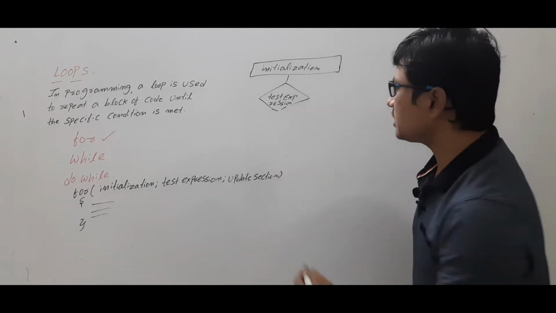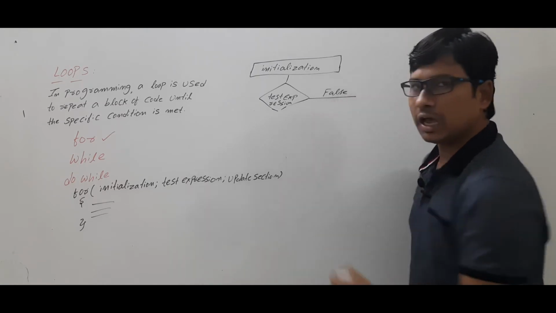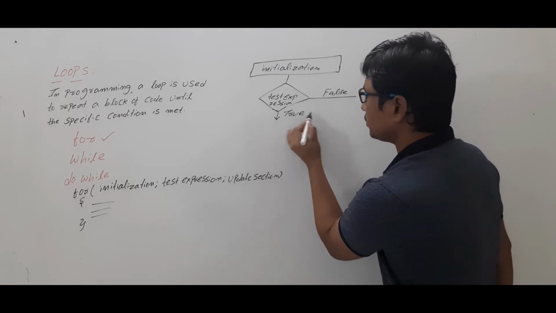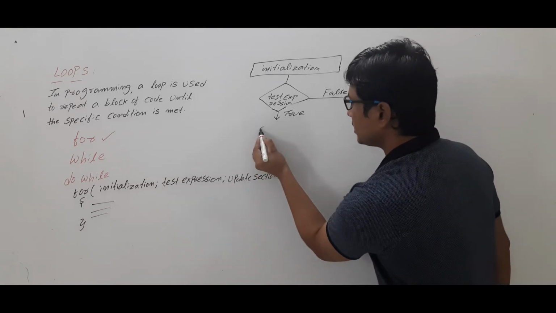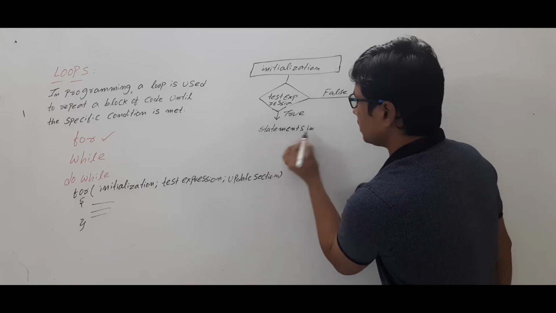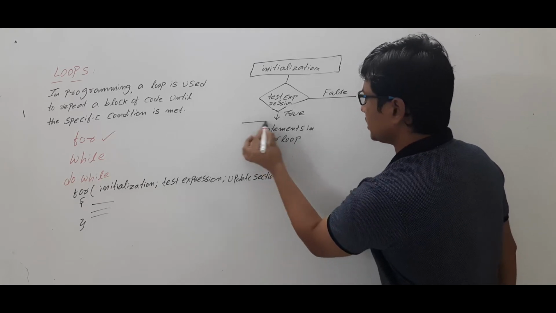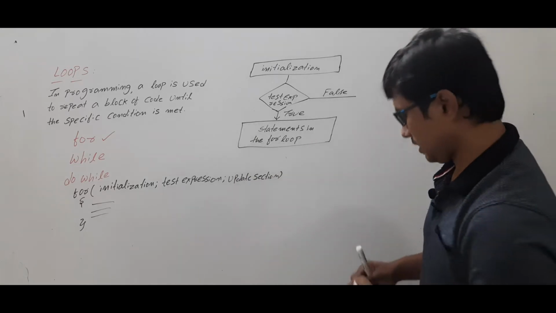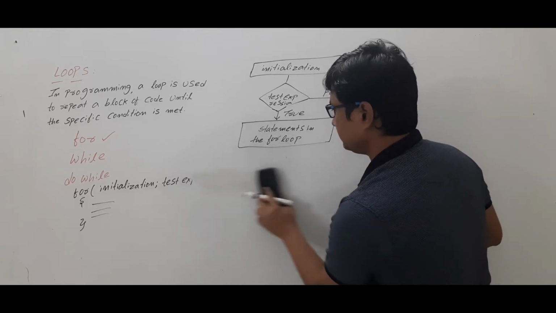Now, this test expression can be true or it can be false. Suppose it is false, what will happen? If it is true, what will happen? We will discuss now. If it is true, you will execute the statements which are in the for loop. These are the set of statements you have. All those statements you will execute. Let me erase this syntax so that I can complete the flowchart for you.